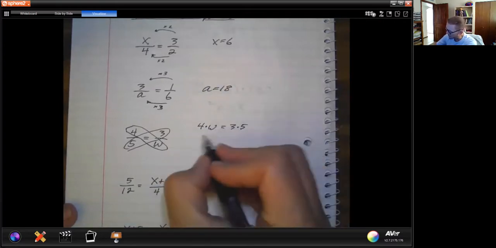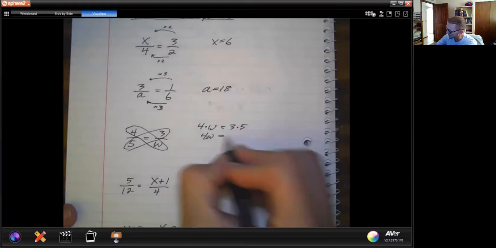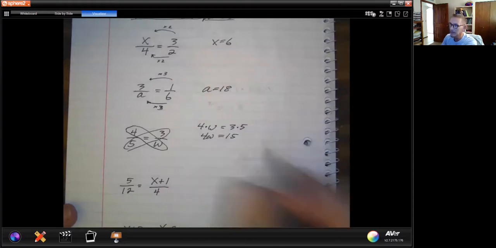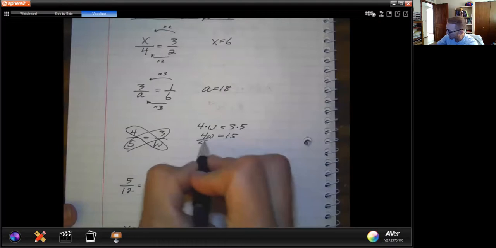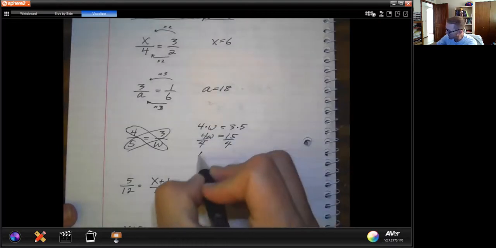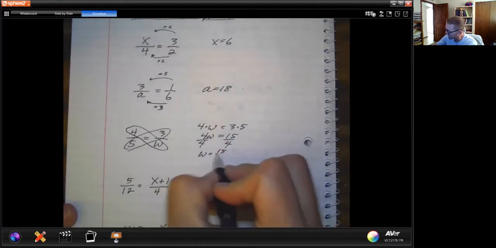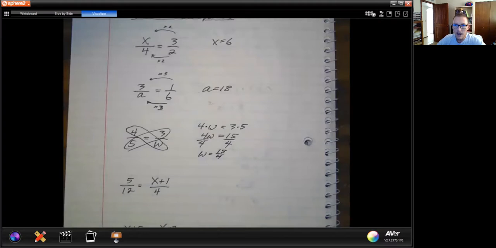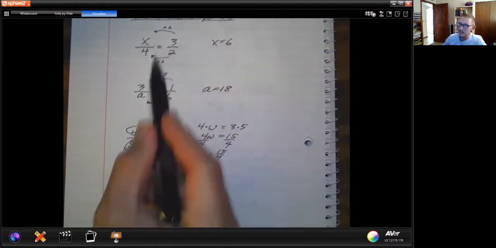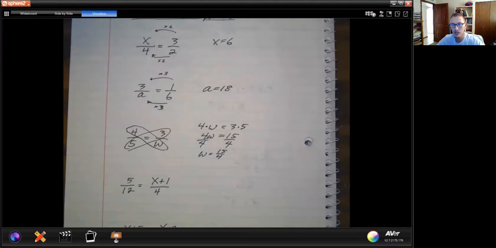Well, 4 times w is 4w equals 3 times 5, which is 15. And I'm just solving an equation at this point, so I'll divide out the 4. And w equals 15/4. The answer is a fraction, which is why at the very beginning I couldn't use a shortcut like I did on 1 and 2. The shortcuts are going to give you answers that work out nicely for you.